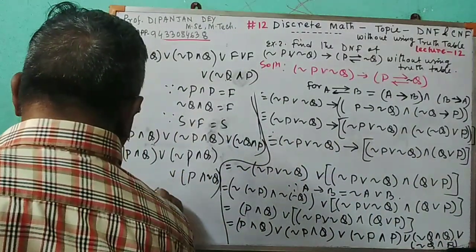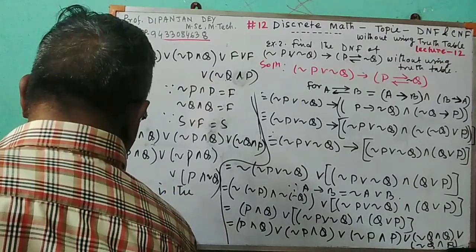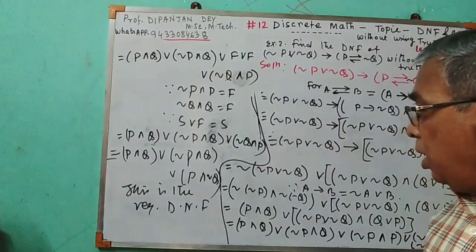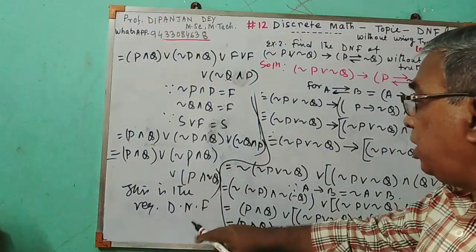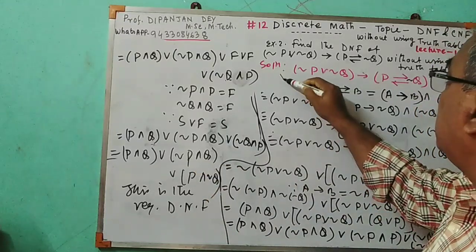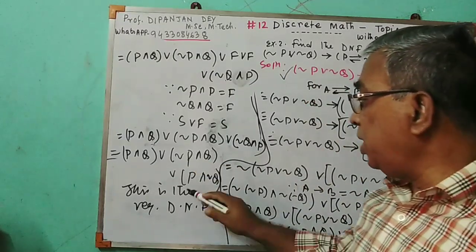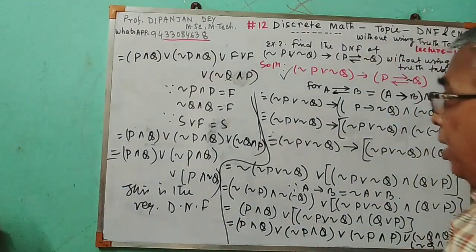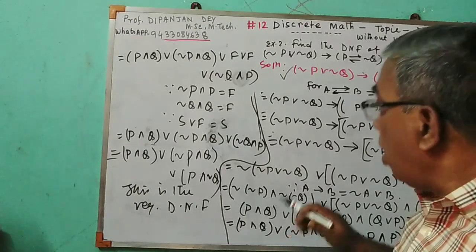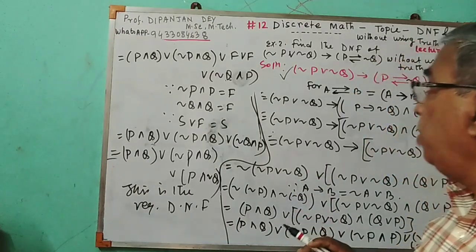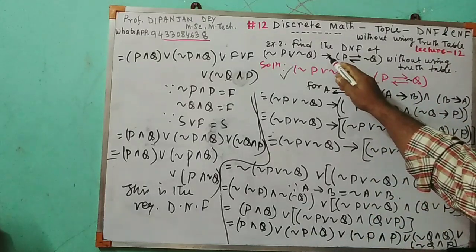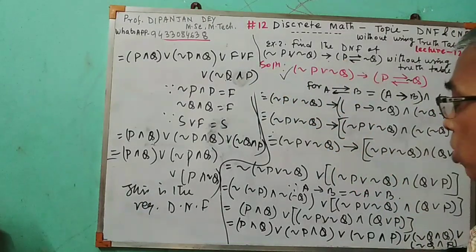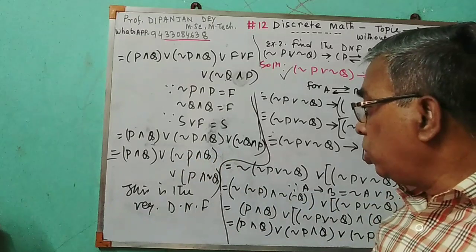This is the required DNF. This is the equivalent formula of the given problem. In what I told earlier, you have to remove implication and double implication from the given problem. So implication and double implication are already removed in this formula. So this is the required DNF.